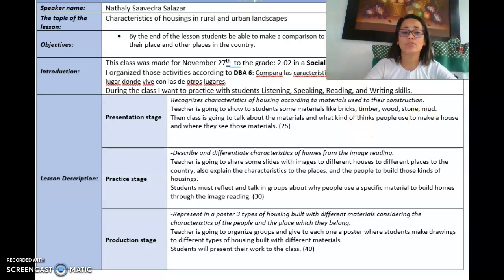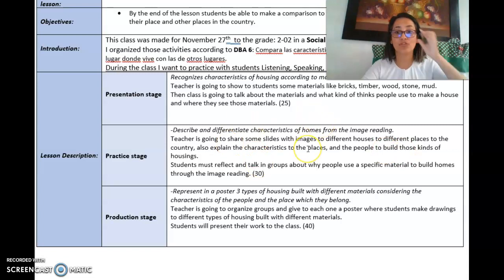Then we were talking about the second part, the practice, where the students are going to do something about their learning. In this part, they describe different characteristics of homes from image reading. So the teacher is going to share some slides with images of different houses, from different places in the country. Also the teacher explains the characteristics of the places and the people who buy those kinds of housing according to these characteristics. So students must reflect and talk in groups.